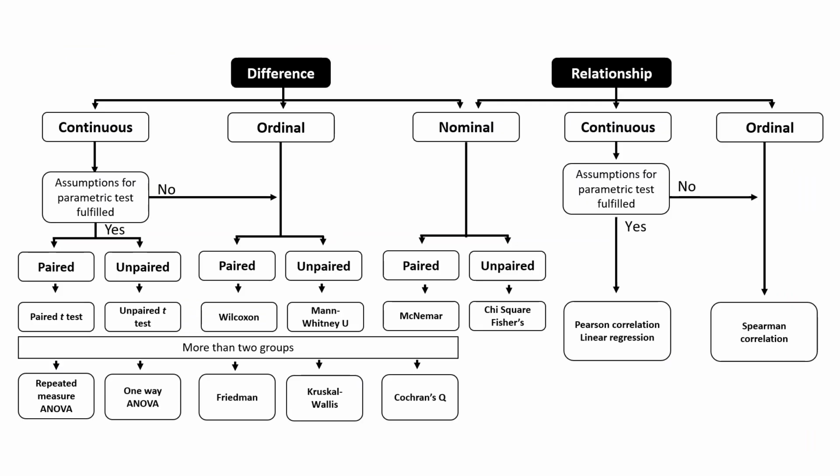This is a flowchart that can help you find the appropriate test for your analysis. Again, it depends on the purpose of your analysis, whether it's to highlight a difference or to explore a relationship, the type of the variable you're comparing, continuous versus categorical, and the number of groups, and whether these groups are related or not related.